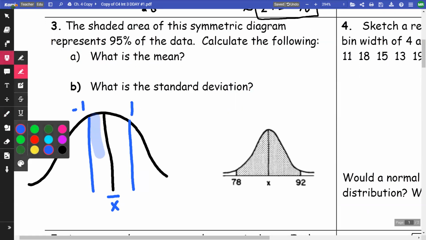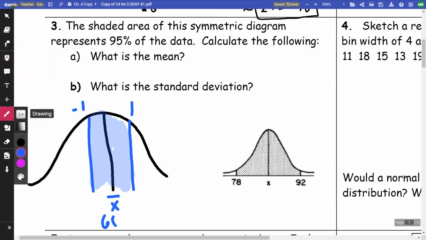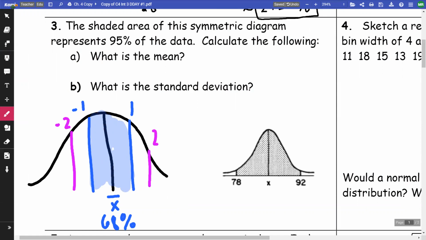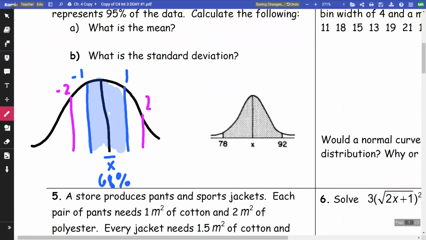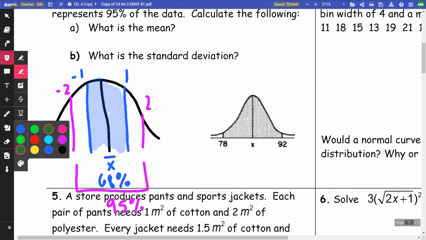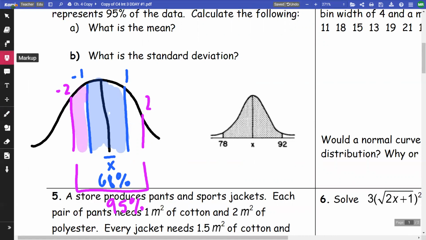that right here would be 68%. About 68% of the data would fall within 1 standard deviation on one side or the other side. If I go out another standard deviation, so I'm going to -2 and 2, this is going to be from here to here. That's going to be 95% of the data. So that is us going all the way from here to here, 2 deviations on either side.